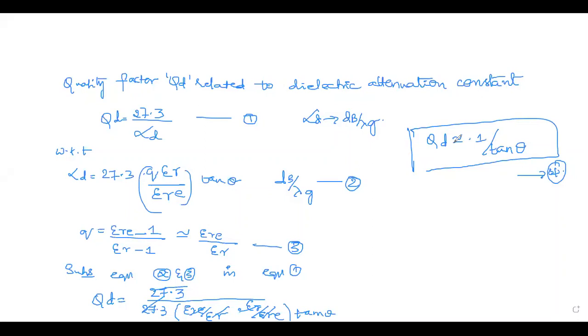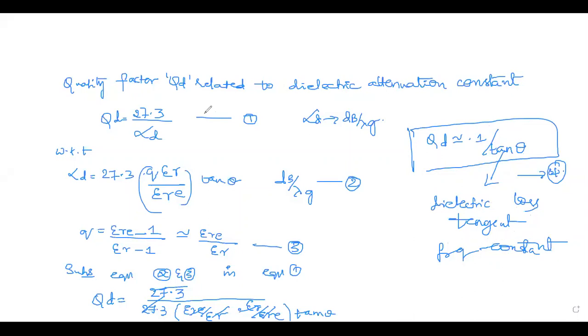So if you see QD here for dielectric attenuation constant of a microstrip line, this is approximately equal to the reciprocal of dielectric loss tangent. This is called the dielectric loss tangent. And if you consider it in terms of frequency, it will be constant because there is no variation. So with respect to frequency, it is constant.